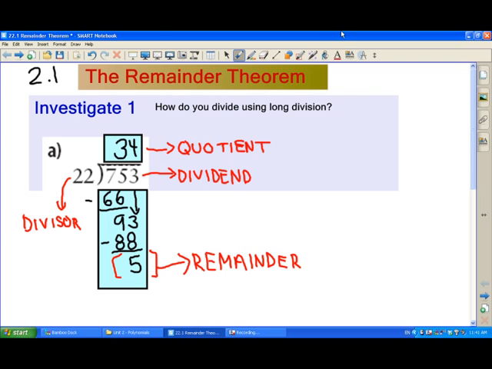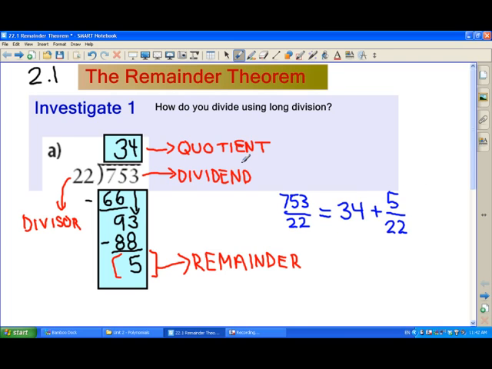So if I was to express this question a little bit differently, if I had 753 over 22, I could say this is equal to 34 plus an additional 5 twenty-seconds. Number 34 and an additional 5 left over.